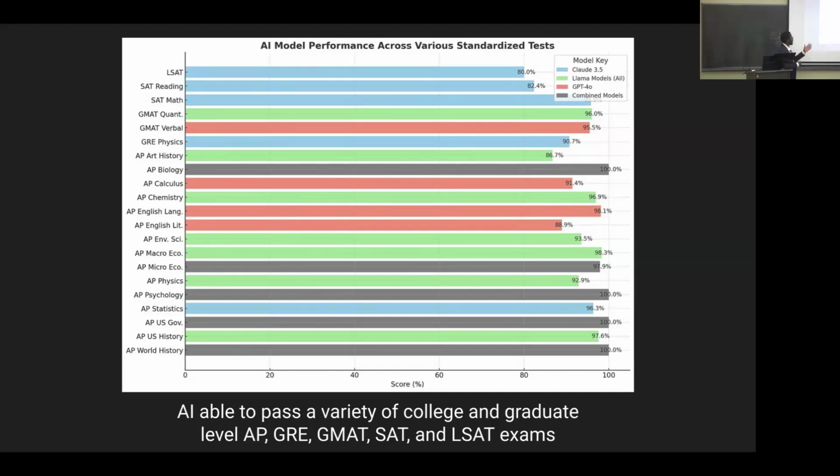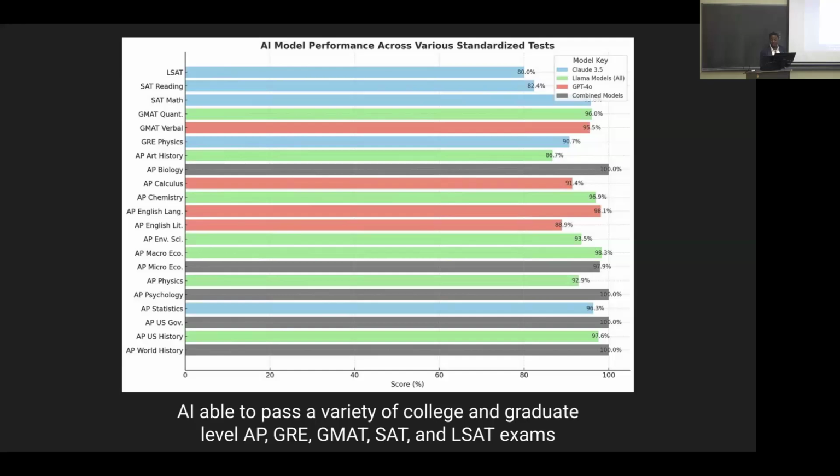So in this case, you can look and see we have Claude 3.5 that took the LSAT and got an 80%. It took the SAT reading and math and got above 80%. You can see some other models like GPT-4o did really good on the GMAT verbal and the AP calculus exam. And there's some other stuff here. And then there's combined models. Maybe if we ask the question to every model and take all the results, what is it going to be? And it seems like AP World History is 100%.